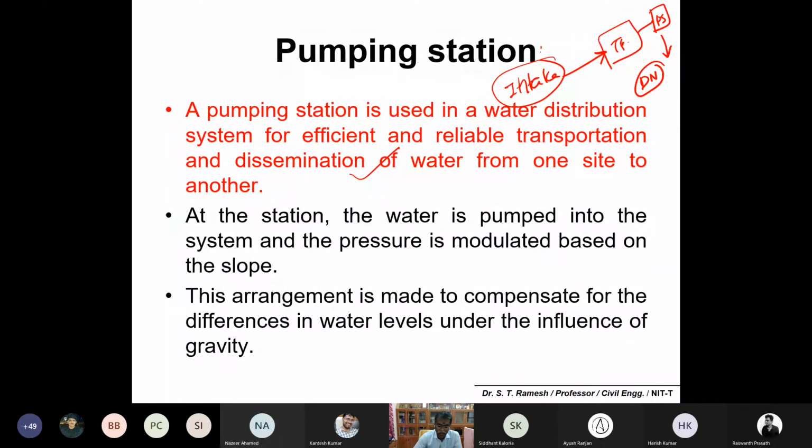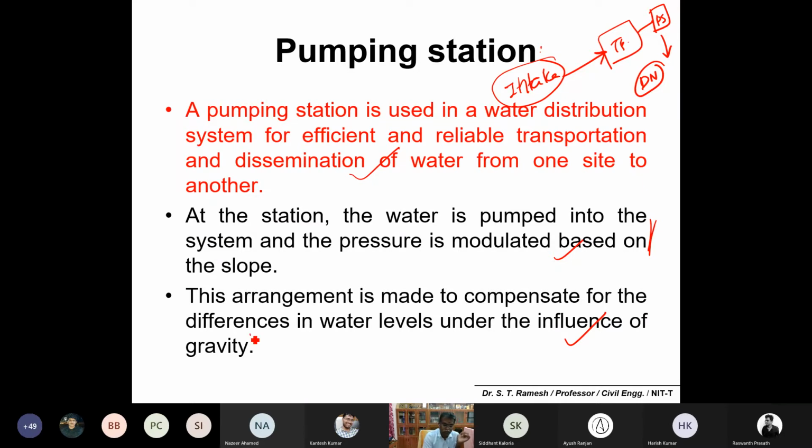And inside NIT Trichy, you would have also seen a pumping station next to the chemical engineering building, or opposite to energy and environment. So that is a major point from where you can distribute. Then only can I decide upon my inflow, what is coming in and what could be my delivery or output, whether it is able to balance the requirement or not. So the pumping station is very, very critical. At a particular station, the water is pumped into the system and the pressure is modulated based on the slope, and this arrangement is made to compensate for the difference in water levels under the influence of gravity. So please make a note of that, it is important.